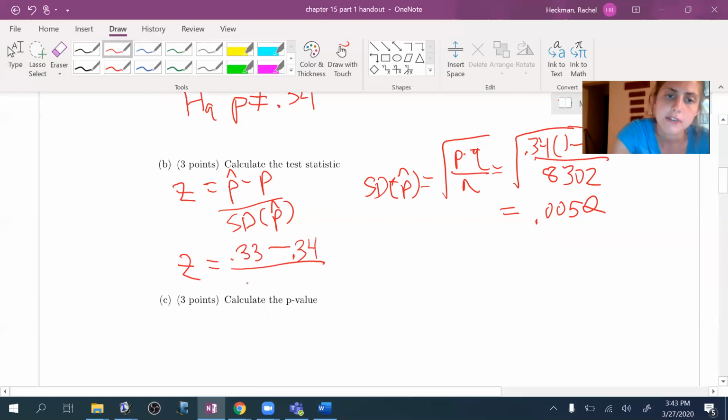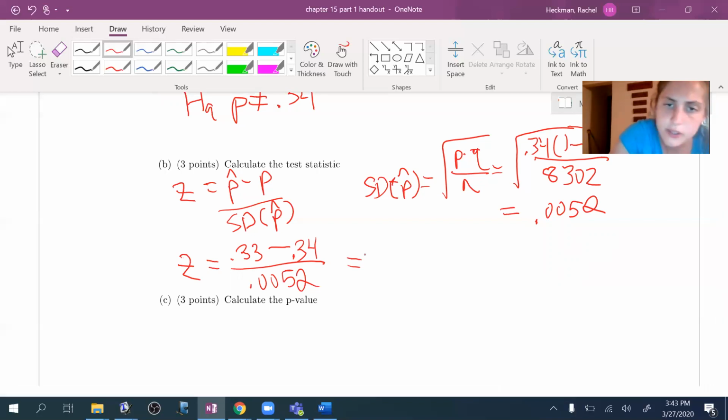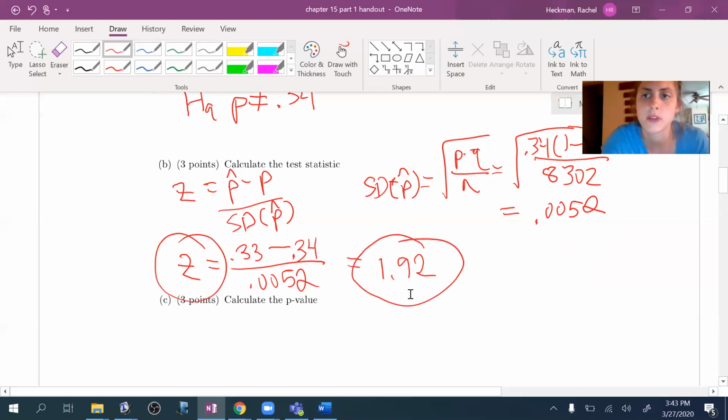And then I want to divide by 0.0052. And I get Z is 1.92. So here's my Z, 1.92. So this is my test statistic, Z equals 1.92.